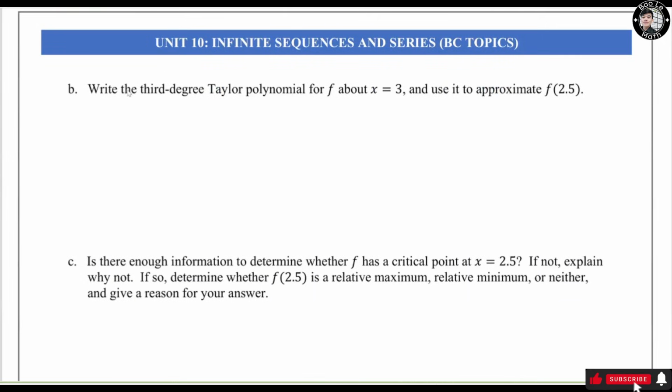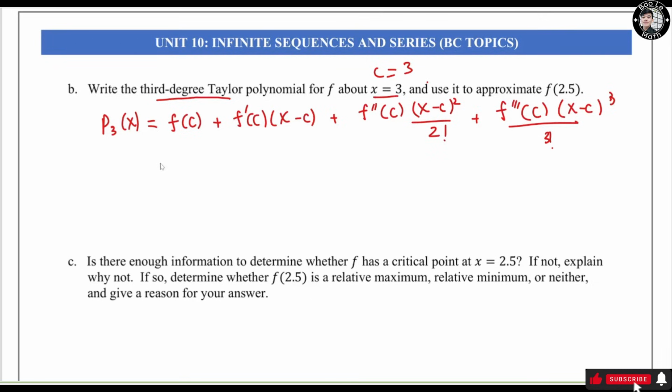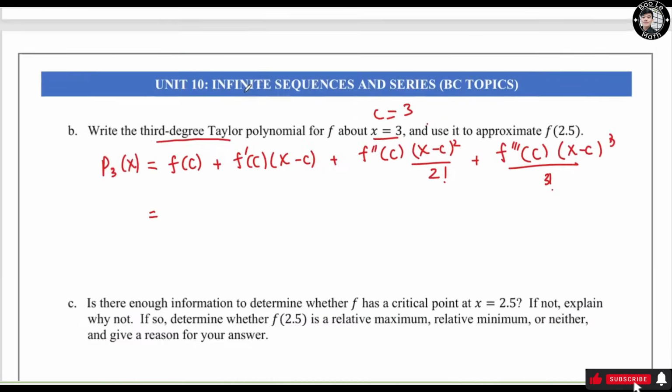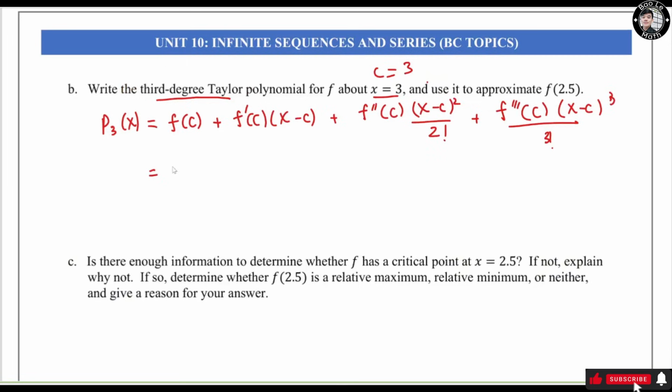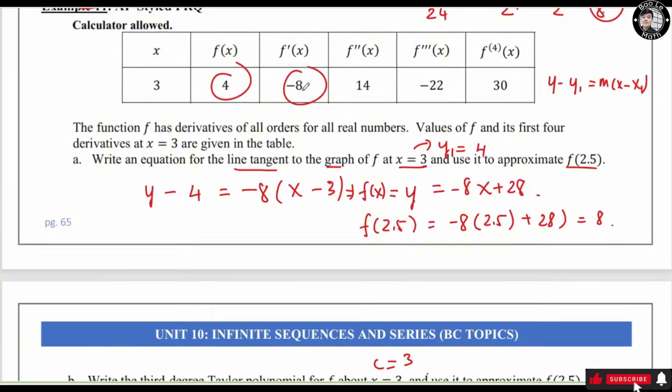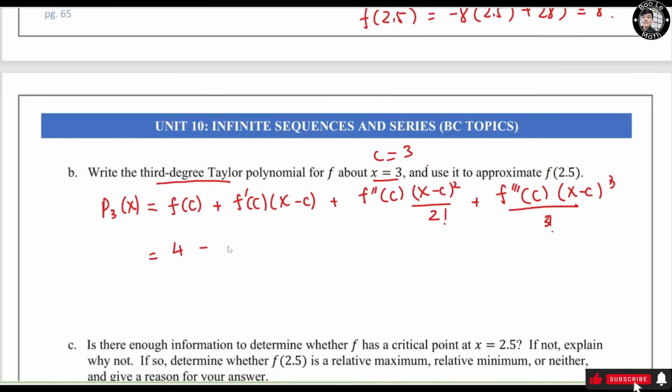Now question B. Write the third degree Taylor polynomial for f about s equals 3, so c equals 3, right? So we have third degree is going to be p sub 3 of s equals. Now we're going to simplify this one. c equals 3, so you have f of 3 equal 4, right? f prime of c equals negative 8, right? So minus 8 times s minus c.